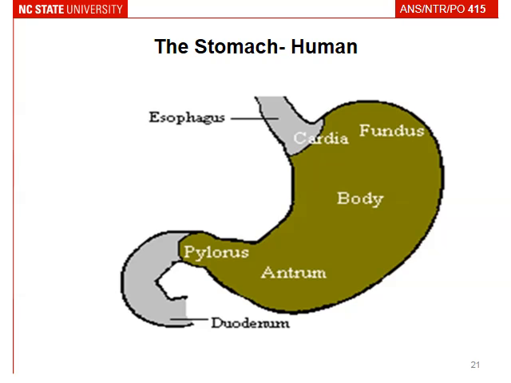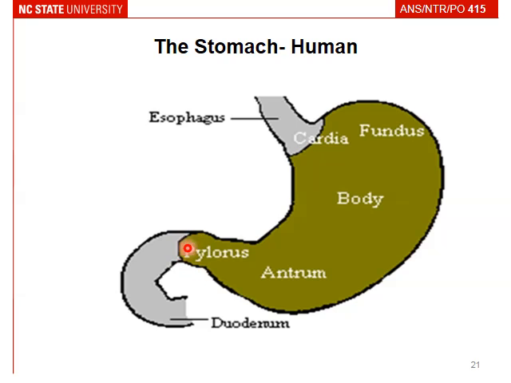So within the stomach, we also have different compartments. We're going to start off with the human stomach. In the human stomach, we have the esophagus leading into the stomach, and we have different compartments within the stomach. This first part near the esophagus is referred to as the cardia, mainly because that's closest to the heart. You have the body of the stomach, which includes the fundus and the antrum, and then the distal part of the stomach is referred to as the pylorus.